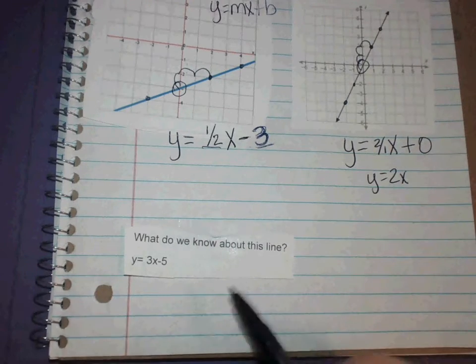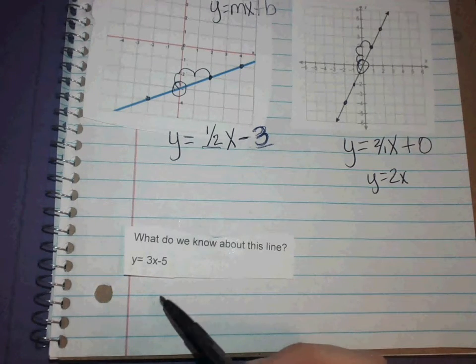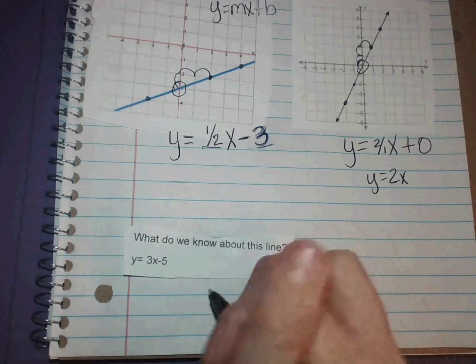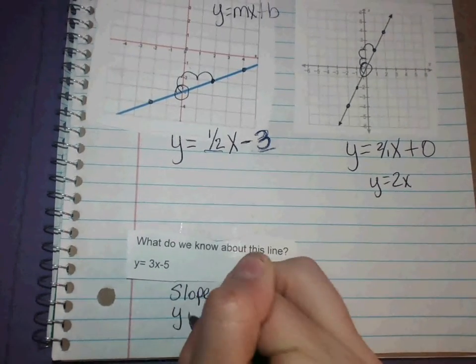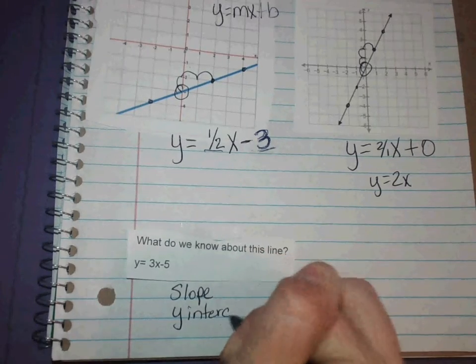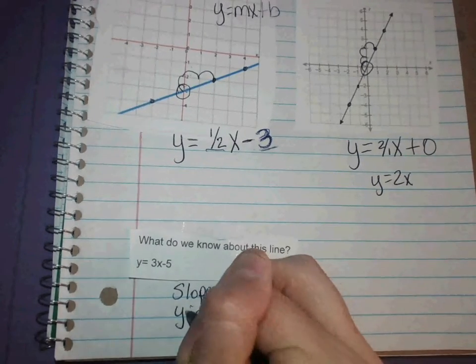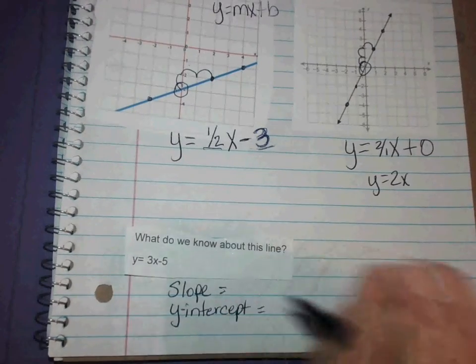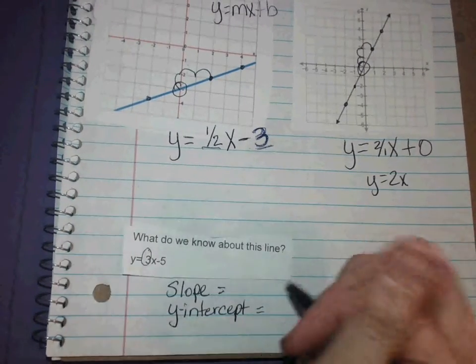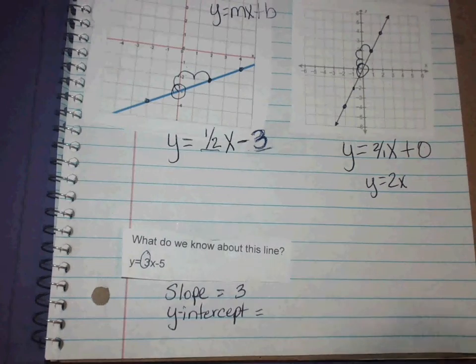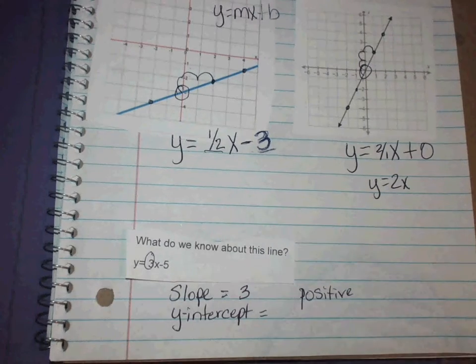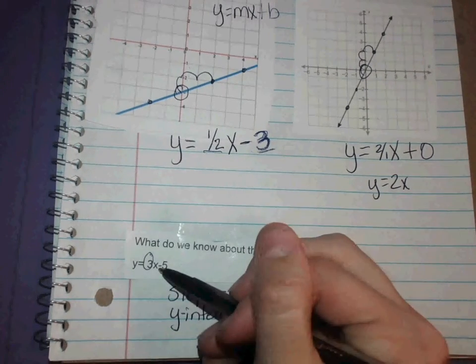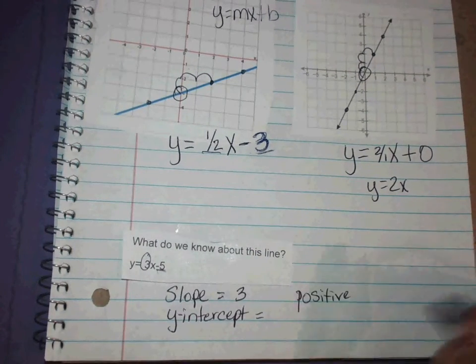Okay. Last one. What do we know about this line? Y equals 3x minus 5. Well, I know right off the bat my slope and my y-intercept. My slope from this line is the one that is multiplied by x. It's a positive 3. Okay, so I can put positive over here as well. I know that about my line. And then it has a y-intercept of negative 5.